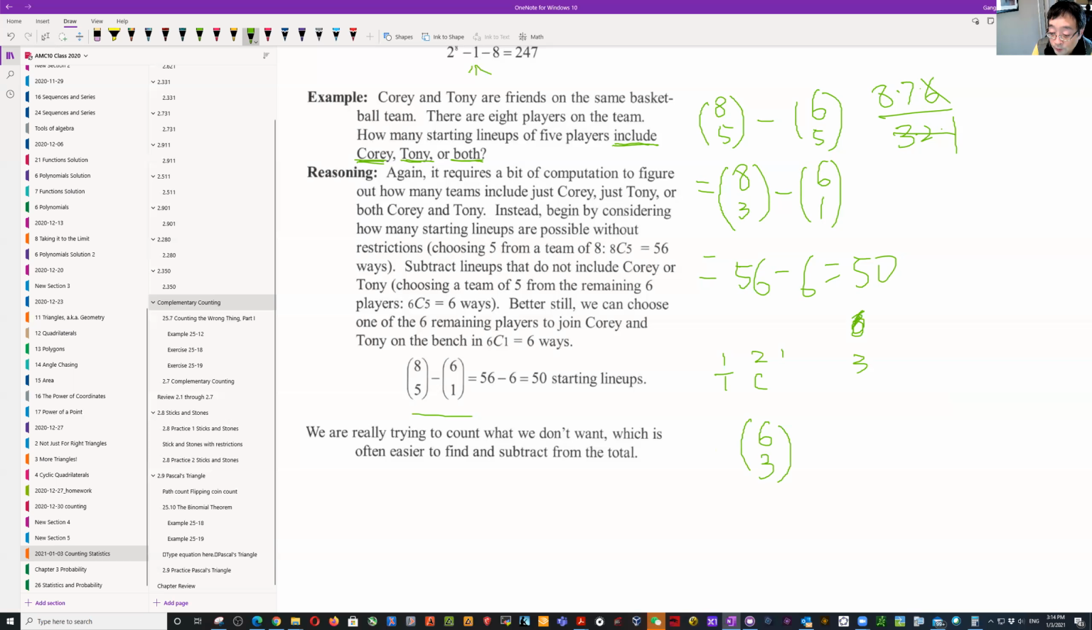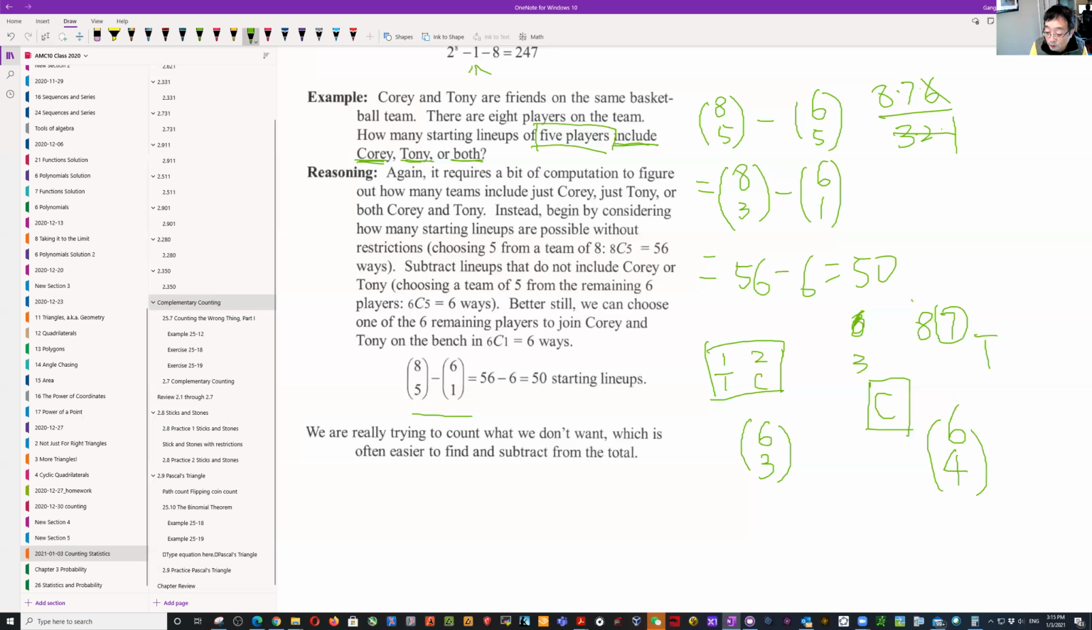Then another situation. This first situation is relatively easy to manage. Now, 5 players including Corey, if we only include Corey. Let's say Corey is already selected, then we need to select 4 more people. But among the remaining people, we cannot select Tony. So the remaining is not 7, the remaining is 6. So we have to select the remaining 4 players from the 6.